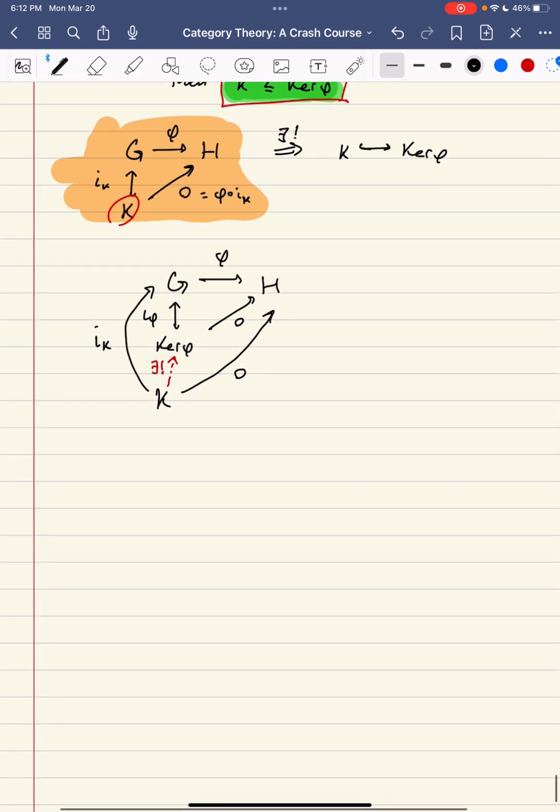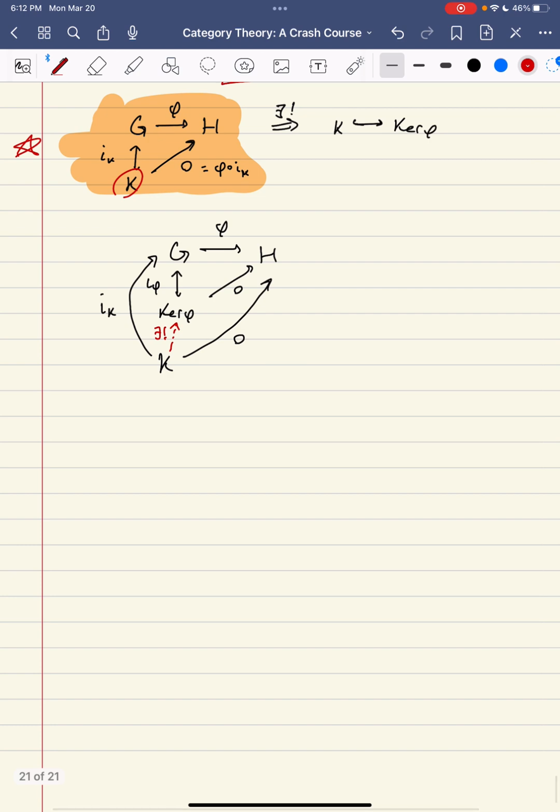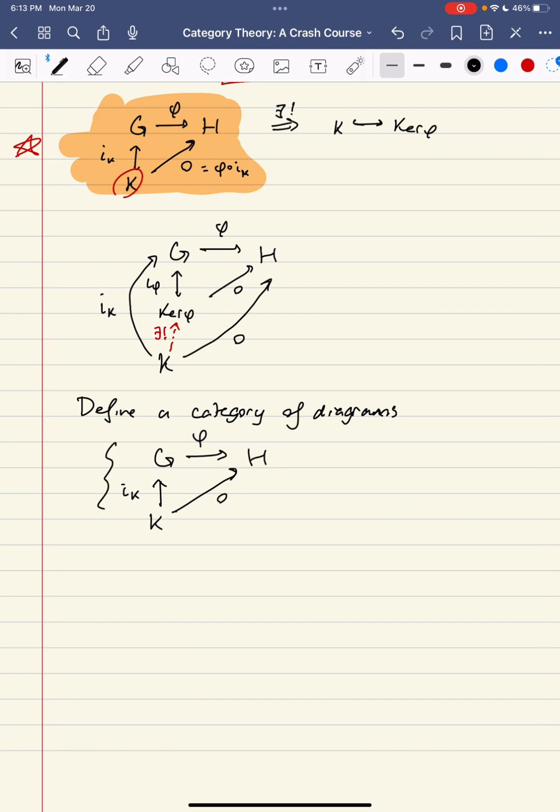Okay. So what I'm going to do is take this diagram over here, and I'm going to create a category. So we're going to define a category, a category of diagrams of the form: I've got a morphism from G to H, phi goes there, I've got some group K going here, admitting a morphism I sub K, such that this composition is equal to 0. So these are my objects, consisting of objects of this form.